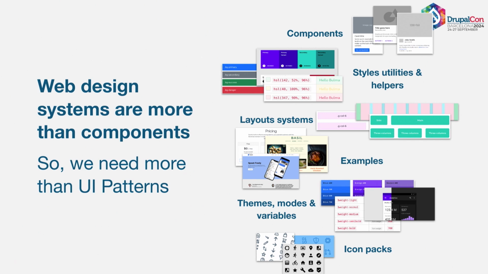has also style utilities and helpers to alter the renderables, layout and grid system, which are not always components. There is a theme, mode, like for example, accessibility, dark, branding. There is variable on build time with token, on runtime with CSS variable. There is icon packs. There is examples, very important examples, and more. A web design system can have a lot of artifacts. So addressing only the component will be limiting. We need more than UI pattern.